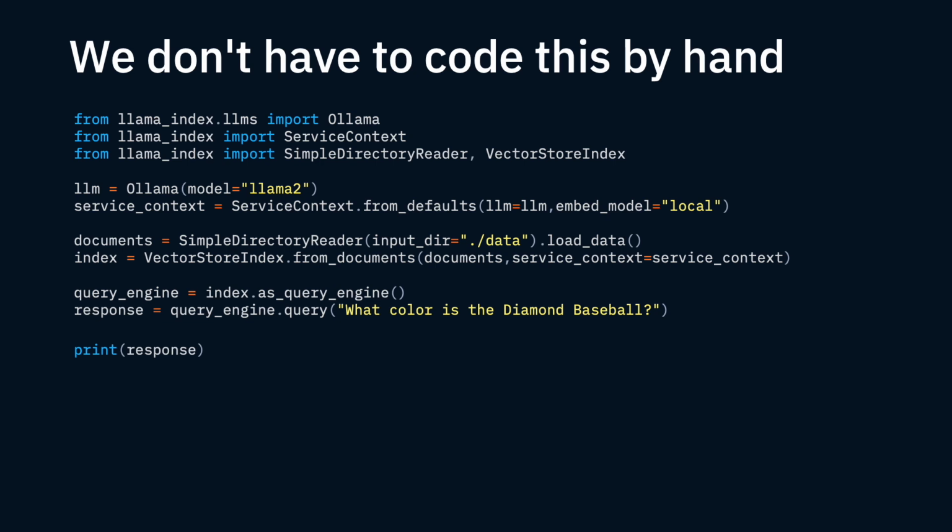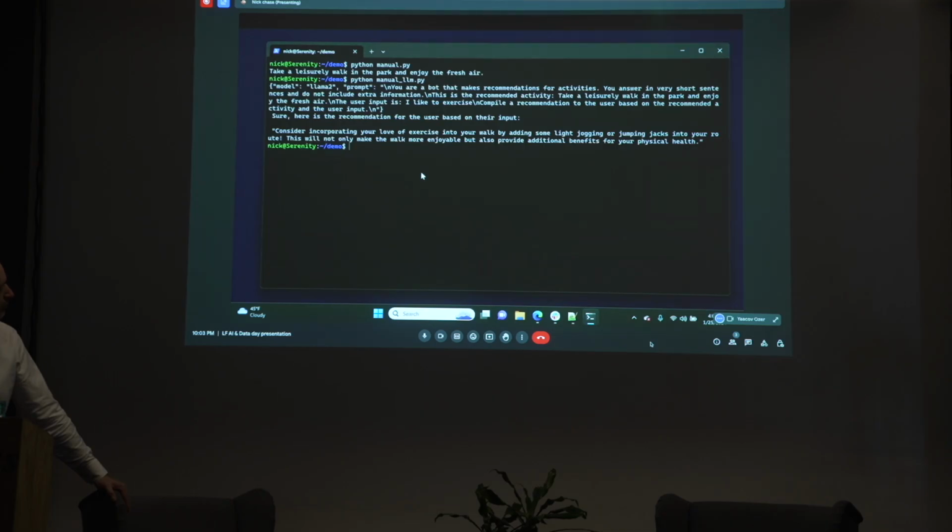So I just made up a nonsensical thing. I said, all right, well, what color is the diamond baseball? There's no such thing as a diamond baseball. I just made it up. So let's see what happens if we go ahead and try and do this. Now, in my data directory, all I have is one empty document. There's nothing in doc1.txt. I just had to have a directory there.